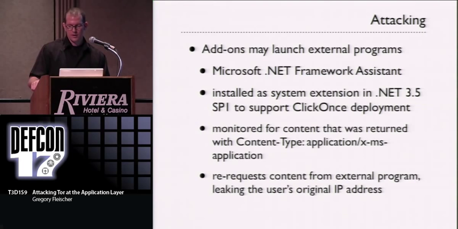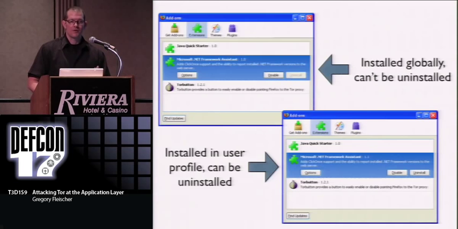There was an older Firefox extension called ffClickOnce, I believe, and it had the same behavior, the same kind of properties, but its default was to ask me before you launch this external network program. So it's kind of some questionable stuff there. Even though Microsoft released this fix, it doesn't actually do anything if you still have it installed and you haven't uninstalled it, so that's a big concern. Here's kind of what it looks like. The top one is installed globally and can't be uninstalled. In the second version, it's installed in the user profile, and you can finally uninstall it.